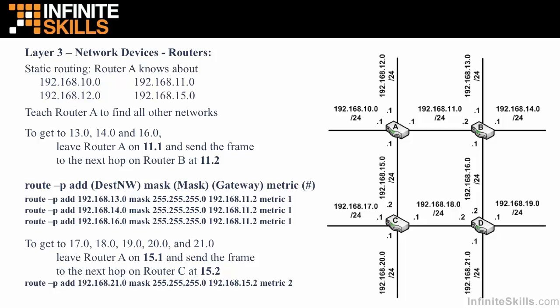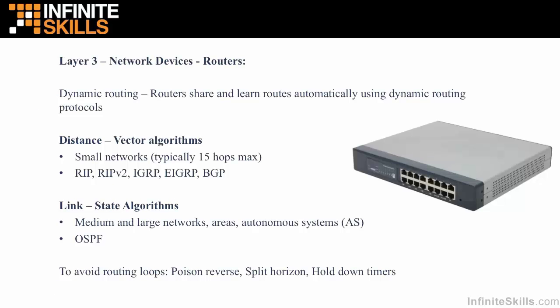local to them. As we look at router B, he's local to 11, 13, 14, and 16. But he doesn't know about 10, 12, 15, etc. So we'd have to go do a route-p add statement on router B for each of the networks that he does not have network interfaces attached to locally. Now, continuing on, what we just did was static routing.